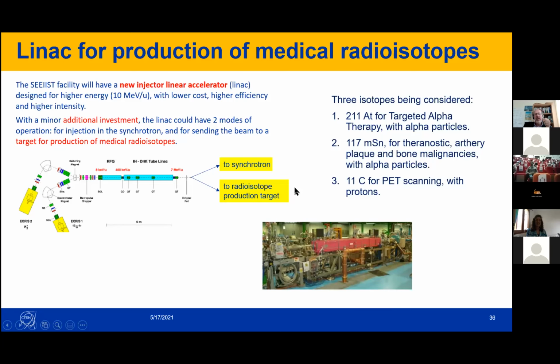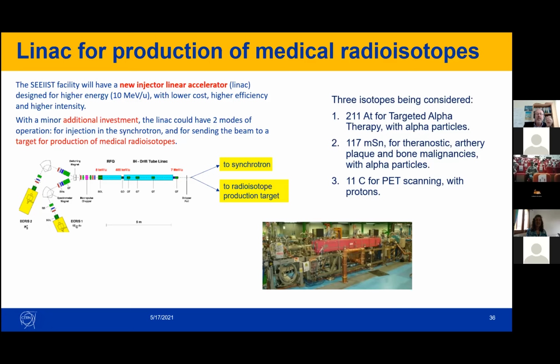And we have identified 3 types of promising isotopes that can be produced with a LINAC about the size that you need for this facility. One is astatine 211 that you have seen for targeted therapy of many types of tumors. Another is tin 117m for theranostics and bone malignancies. They are both produced with alpha particles that can be accelerated by the LINAC.